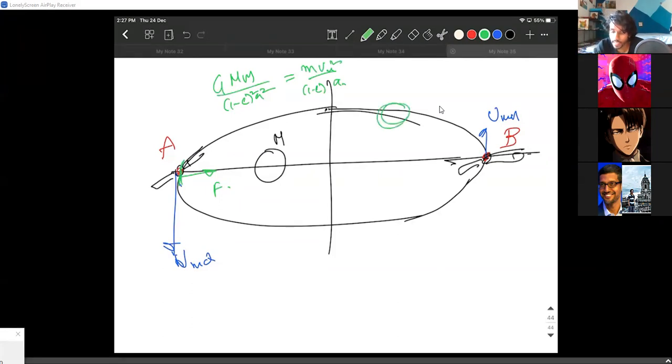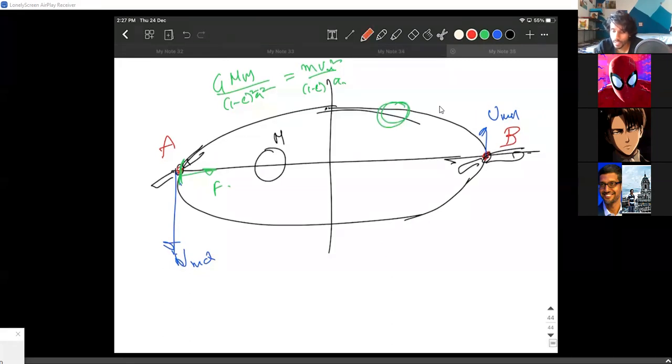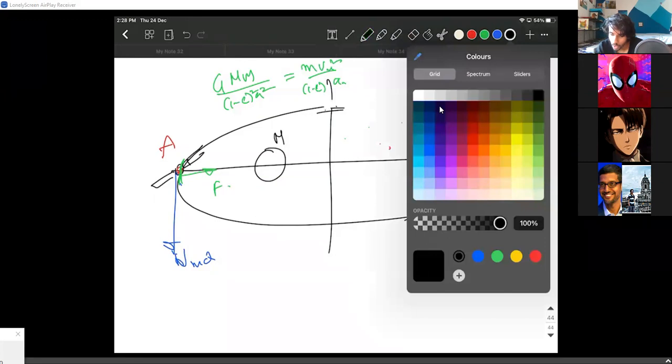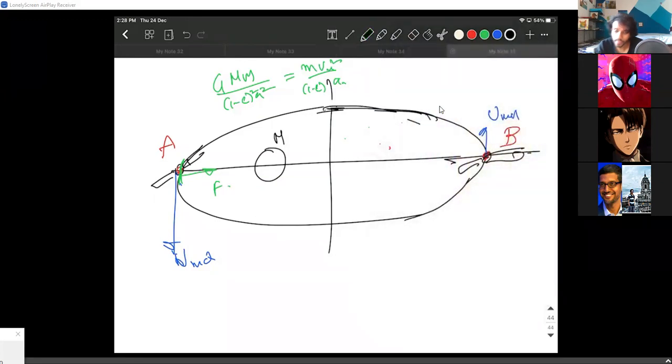Like if I take a random point, at this instant I can't say that, because V will be tangential. So mv square by r will be perpendicular to that, but the gravitational force is not along that. So I cannot take any random point. But taking this specific point A or point B, I'm able to build an equation now. So I'll use that idea. I'll use this formula here, or I'll use the same formula here.